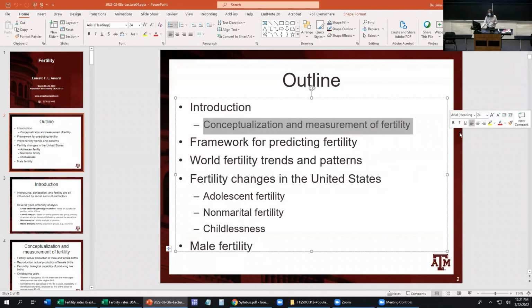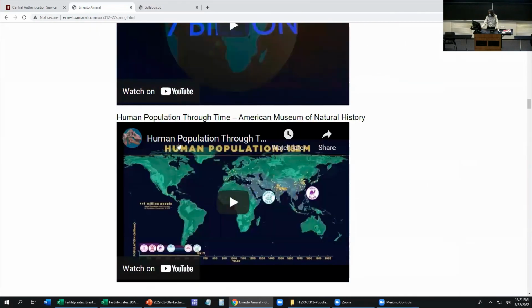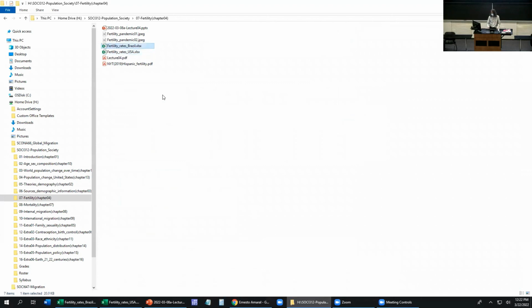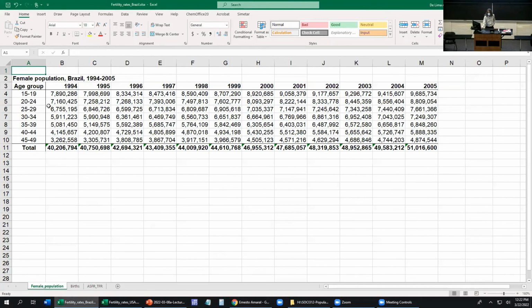And just as examples of how to measure fertility, in the course website, when you go to the portion about fertility, you have examples of fertility rates in Excel. When you download this, it's a compressed file that's going to have 2 Excel files within it: fertility rates in Brazil and fertility rates in the US. The one in Brazil is simple. I'm just getting the female population by age group for each one of the 7 5-year age groups, from 1994 to 2005.